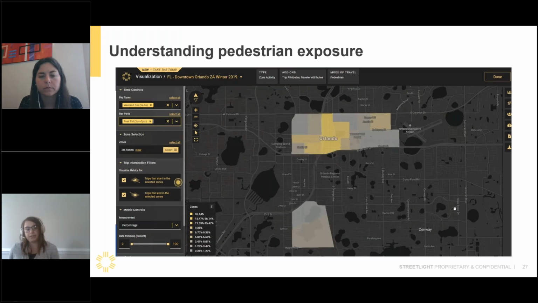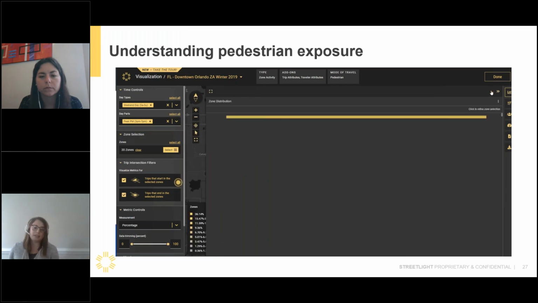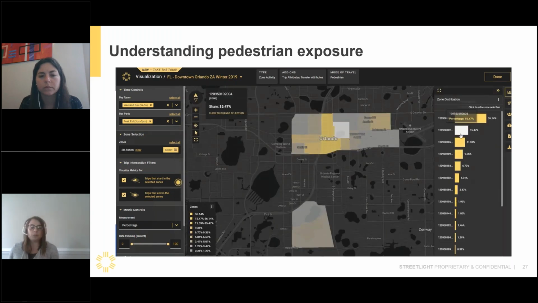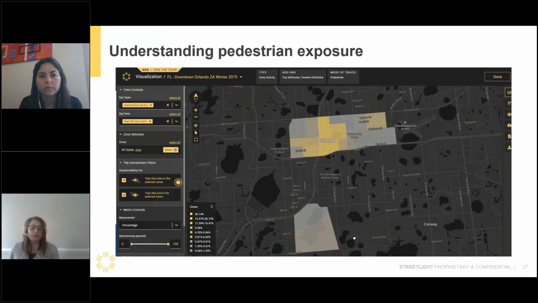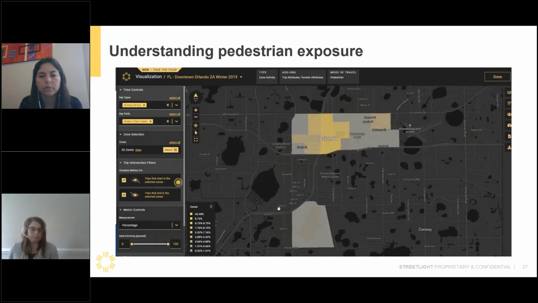As you can see, you can compare the different census block groups by their pedestrian level of activity across both of these neighborhoods. The darker the yellow, the more pedestrian activity we see compared to some of the lighter gray zones within the Holden Heights and Orlando area. You can also look at it in a 3D visualization to understand the magnitude of pedestrian activity in this way as well. All of this data is downloadable, and you can overlay it with crash data in a GIS platform of your choice as well. Next slide.